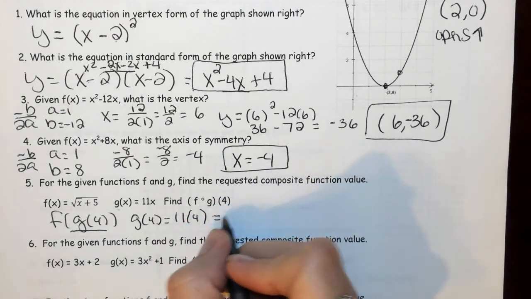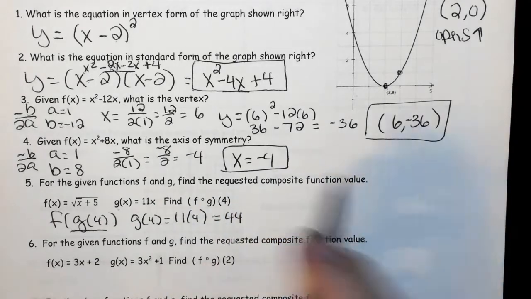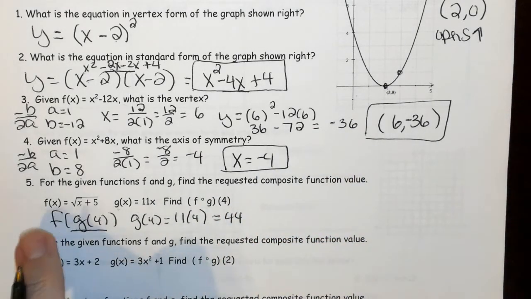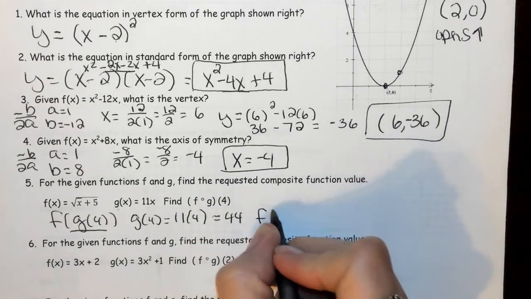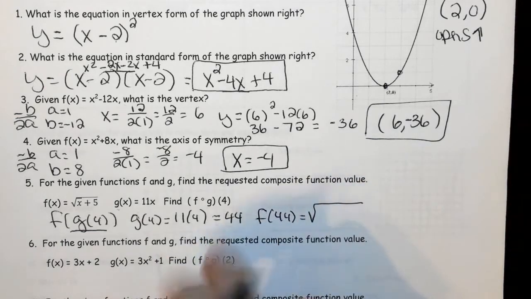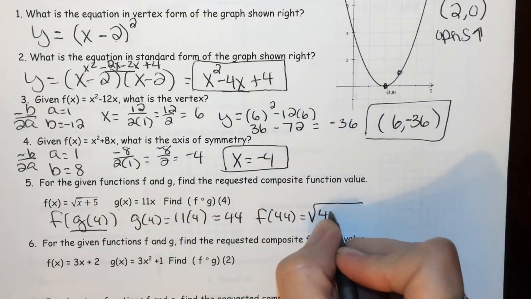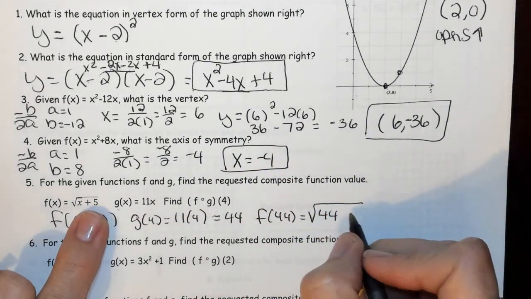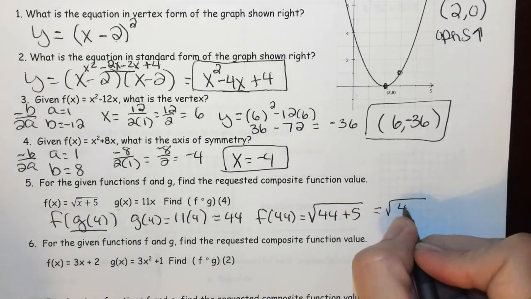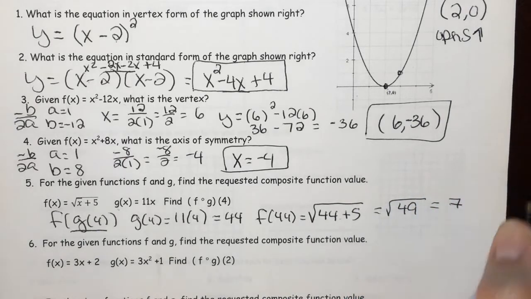11 times 4 equals 44. Now I'm going to take the answer I just got here, and I'm going to plug it into the outside function, into the f. So f of 44 equals the square root of, in place of the x right here, I'm going to put 44. And notice that 5 is underneath the square root. And 44 plus 5 is 49, and the square root of 49 is 7.